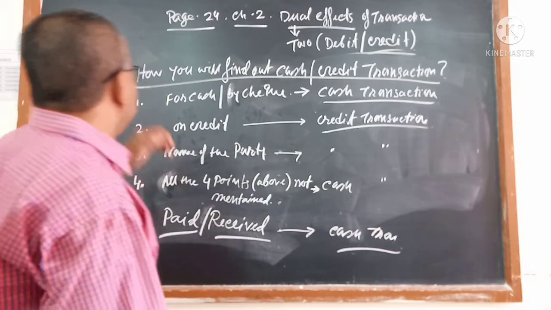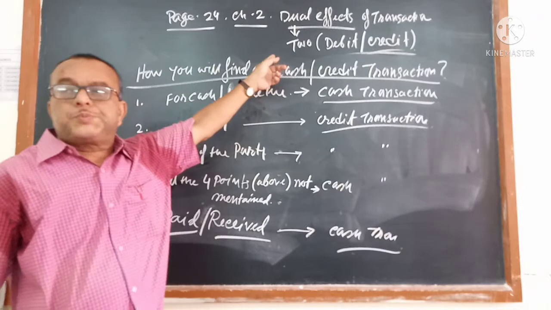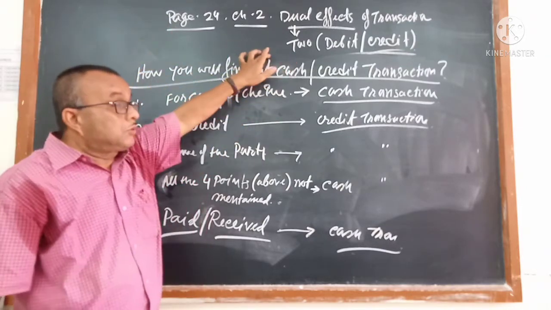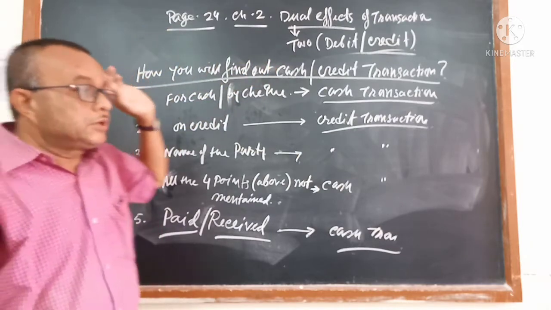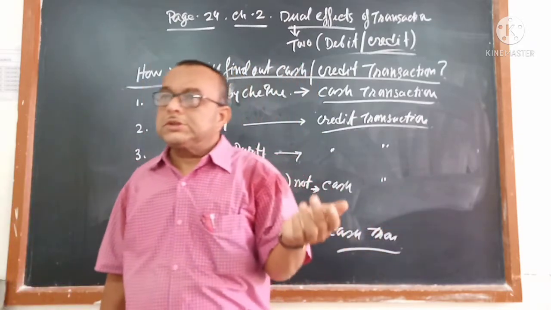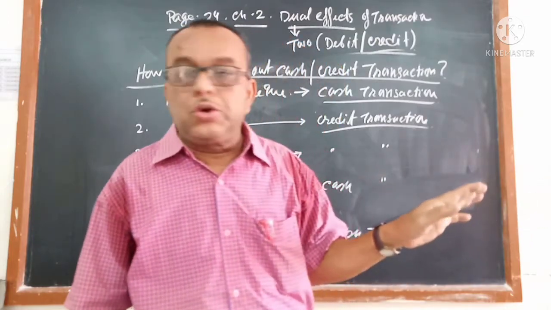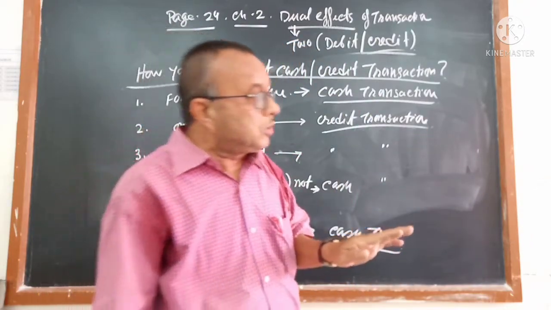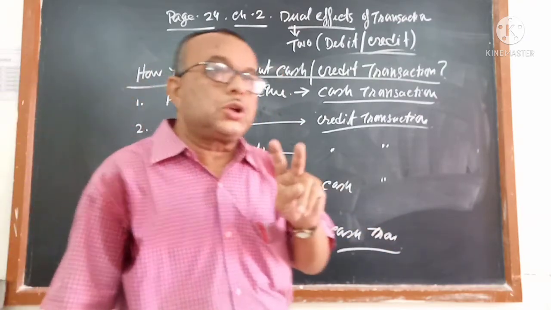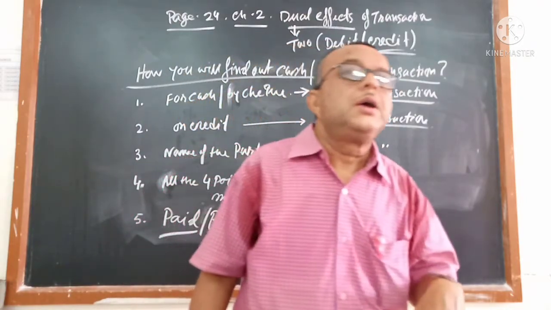Once again I want to explain it here. The dual effect we are going to find out, but still I did not reach this place. Now I am telling that before finding out the dual effect, you should know whether it is a transaction or an event. If it is a transaction, it is called economic transaction. If it is an event, it is called non-economic transaction. Non-economic transactions we are not going to write. Economic transactions we are going to write. And in these economic transactions, we are going to find out the two effects, which is called the dual effect. One is called the debit effect and one is called the credit effect.